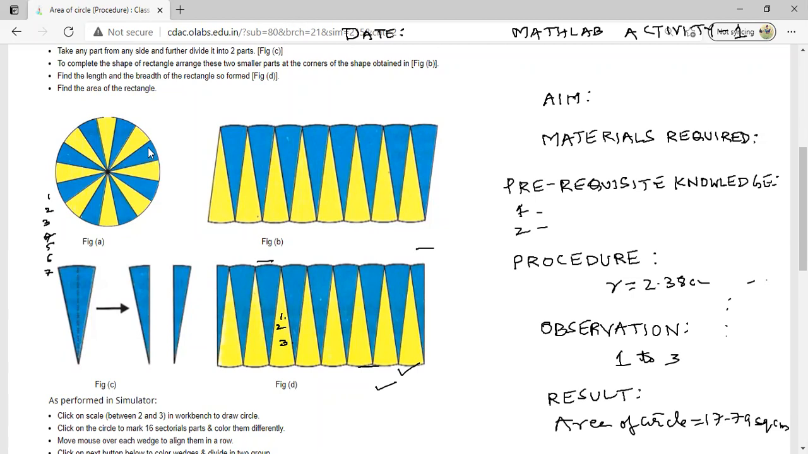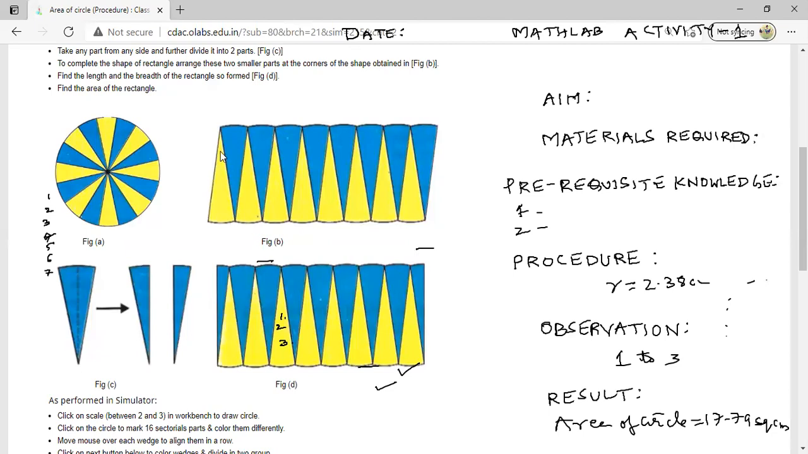Two circles, you have to cut two circles. On both circles, you will draw the 16 parts and you will color the 16 parts on both the circles. One circle you will place like this, right side. Another circle you will cut into 16 parts like this, and you will place 8 parts like this and 8 parts like this.